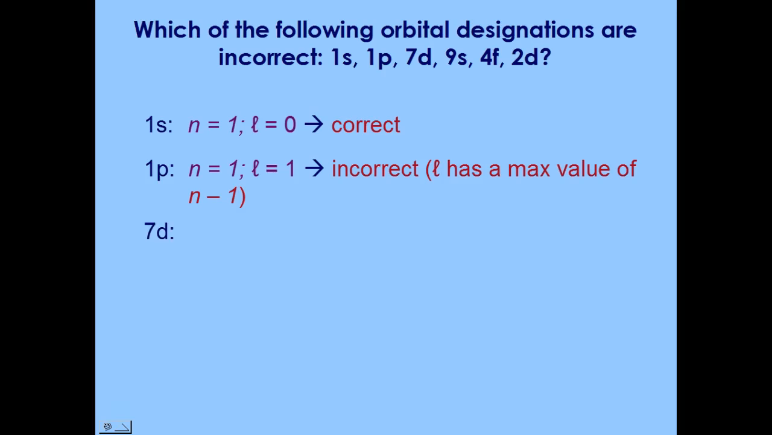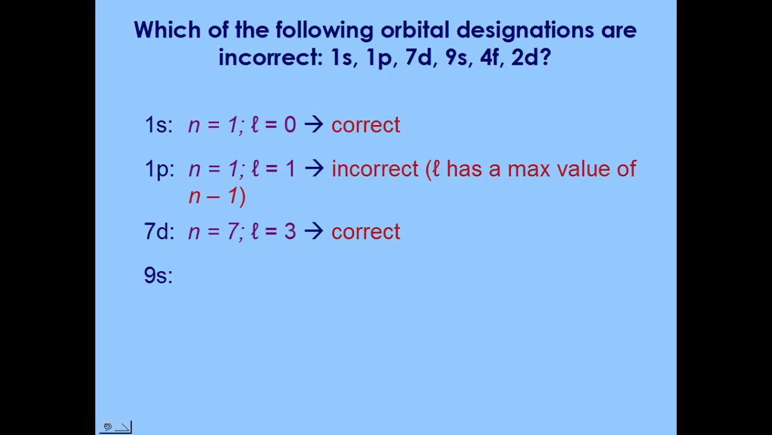We're next going to look at 7d. 7d would give us an n of 7 and an L of 2, I believe. Any L would be fine up to and including 6. S, P, D: 0, 1, 2. I think I made a boo-boo there. I think that one should be an L of 2. And so that one is correct. I'll make sure I go back and fix that. Sorry about that. L of 3 would be 7f.